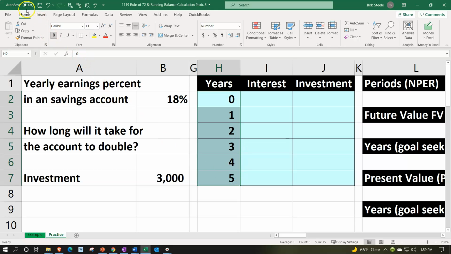Then I'm going to go to the Home tab. Alignment group, let's center those just to make them look a little bit nicer. Looks way nicer. Like, you don't have to do that, but I think it looks nicer.